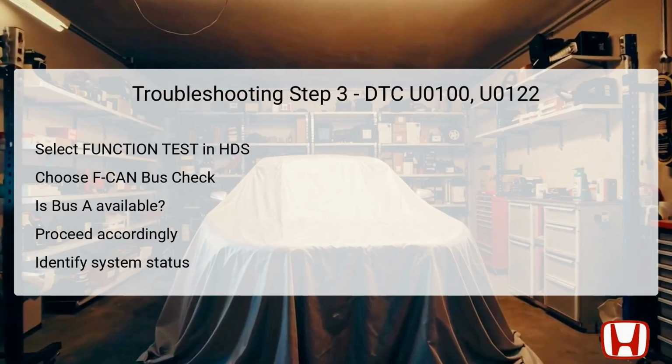For the third troubleshooting step, select the function test option in the HDS and choose the FCAN bus connected unit check. Here you will determine whether bus A is available for communication. If bus A is not available, further checks are needed. If it is available, proceed to check bus B's functionality. This step will help identify whether the FCAN, Flexible Controller Area Network, is operational and whether it has detected the connected unit properly. Knowing the status of these buses is critical for pinpointing communication errors in the system.